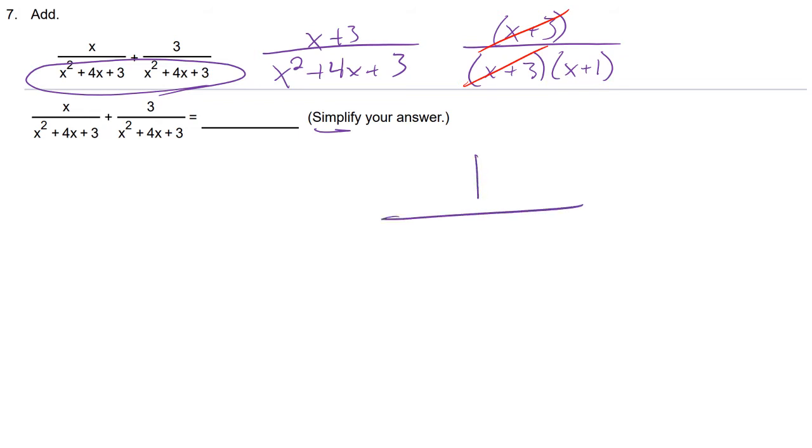So we need to put a 1 on the top, because we can't just have an x plus 1 on the bottom. We can't just have that all by itself and nothing on the top. So we're going to put a 1 on the top.